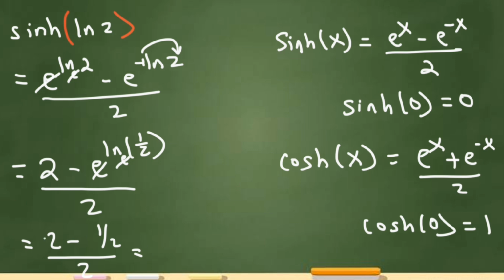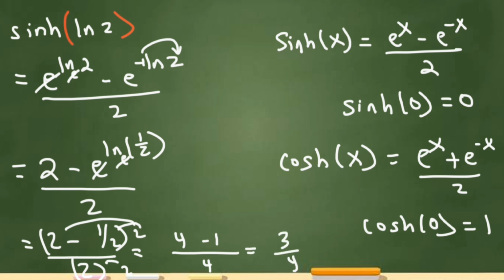What I'm going to do is multiply top and bottom by 2 just to get rid of the fraction. So on top we have 2 times 2, which is 4, and 2 times a half is 1. And on the bottom, 2 times 2 is 4. 4 minus 1 is 3, so I'd get 3/4. So that's the answer. That's the value of hyperbolic sine of ln 2, which is 3/4.